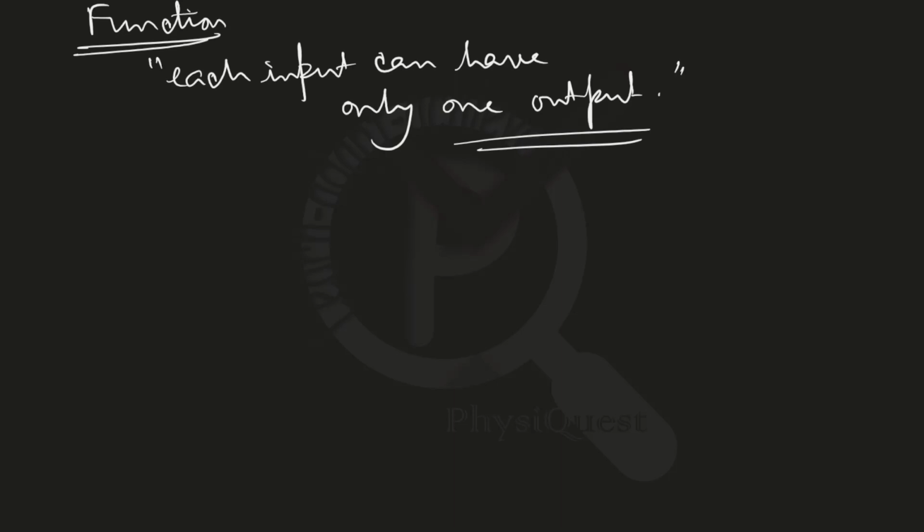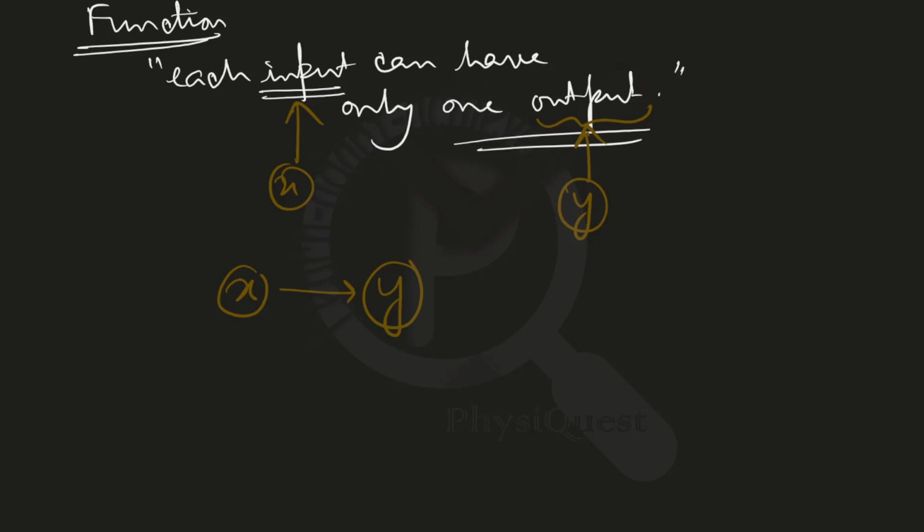So what do you think? Each input can have only one output. Each input means what? Input means x and output means y. So if I have a particular value of x, I can have only one value of y. In the previous video I showed you how it works with some examples.